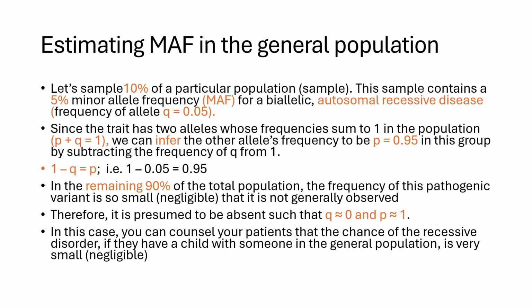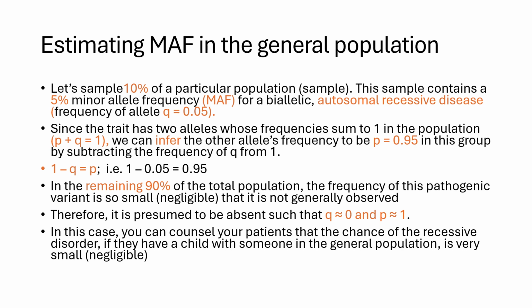So let's sample 10% of a particular population. So this is a sample population. There's a large population, 100%, but we're only taking 10%. And in this sample, in this 10% of the large population, it contains a 5% minor allele frequency for a biallelic autosomal recessive disease. So just name any autosomal recessive disease, and the Q allele is usually considered as a minor allele. So this allele codes for some kind of autosomal recessive disease, let's say.